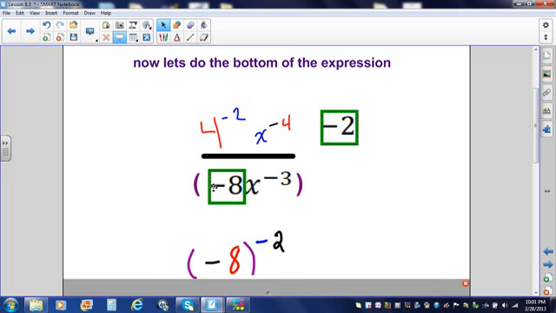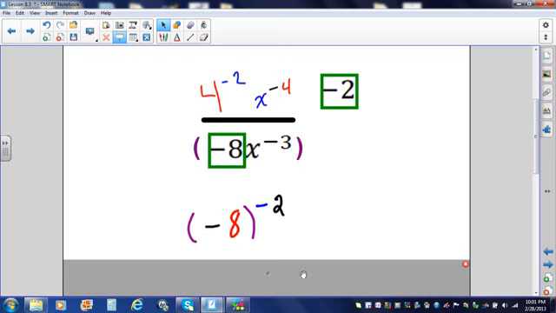I'm going to write parentheses -8 to the -2 power. I'm not going to work it out. I'm just writing it down.